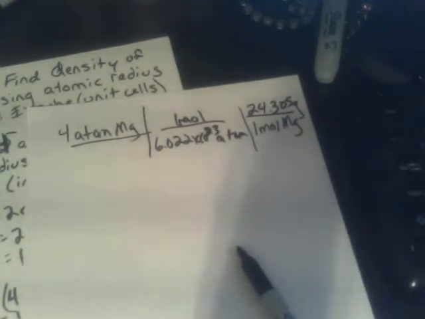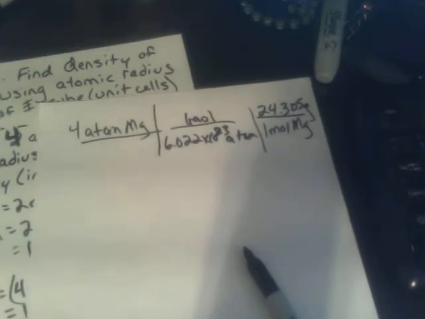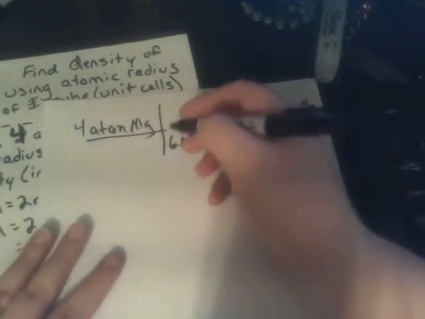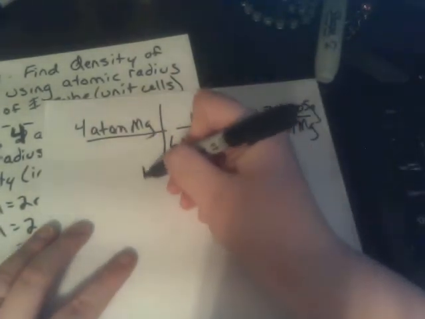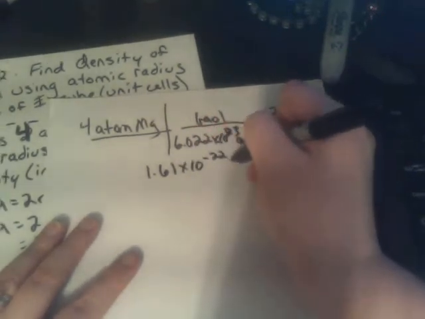It's going to be a small number, right? 4 atoms do not weigh a lot. So 4 divided by a big number, 6.02 times 10 to the 23rd, is going to be a very small number, and then we multiply that by 24.305. We get a mass of only 4 atoms of 1.61 times 10 to the negative 22 grams.